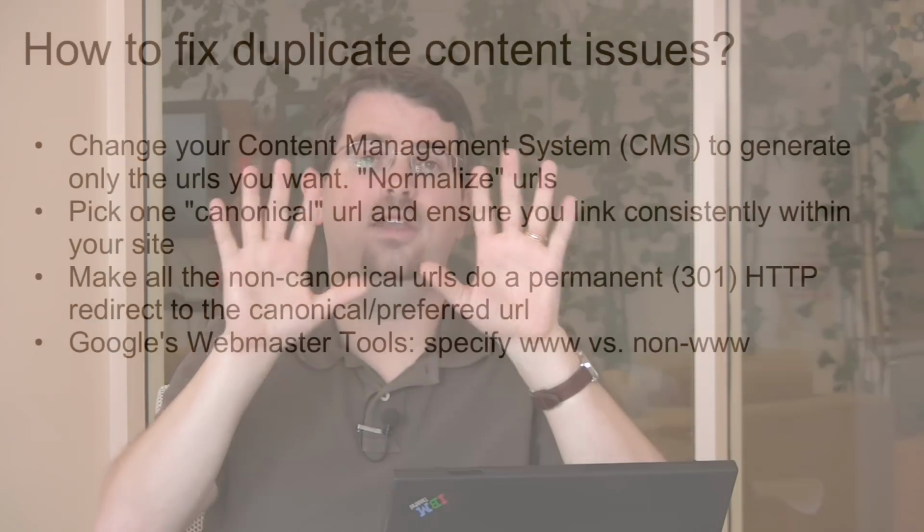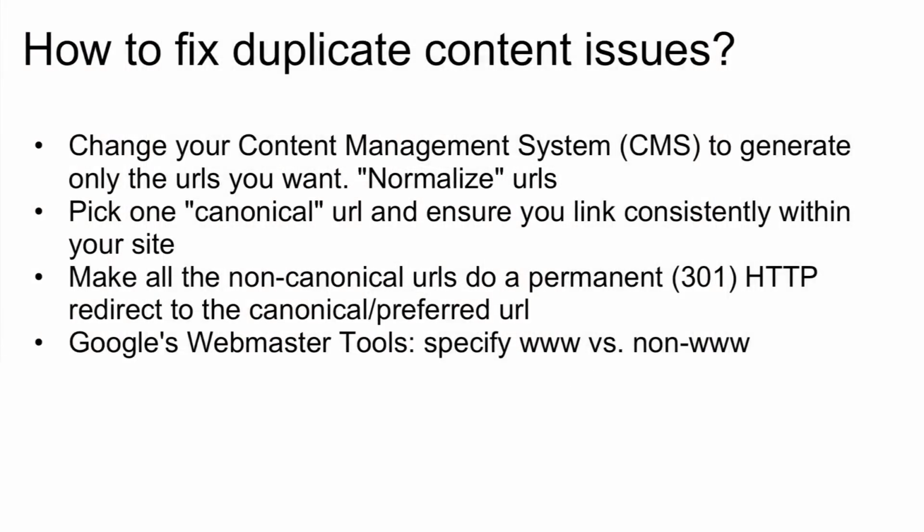Google also does a couple extra things that some search engines don't do. In our webmaster tools, our webmaster console, which is totally free, you can specify, for example, my site is mattcutts.com. You can specify if you prefer www.mattcutts.com or non-www, so just mattcutts.com. That's a very easy setting, and that solves a lot of duplicate content issues right there.